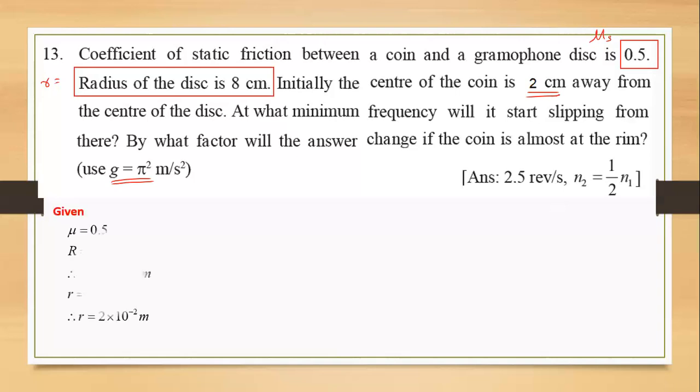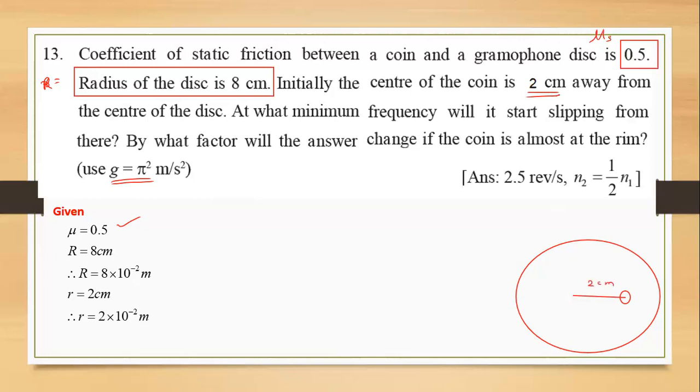Let me write the given. Coefficient of static friction is 0.5. The radius of the disc we use capital R. Why capital R? Because, pay attention, this is a gramophone disc. On that disc a coin is there. Again here it's a coin, and the distance of the coin from the center is 2 centimeter. So this is 2 centimeter.